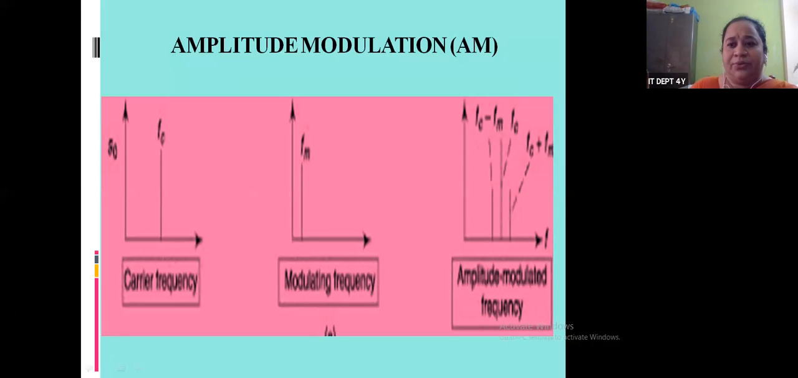So what you are going to see here is the carrier frequency has a certain frequency and amplitude, and the modulating frequency has lesser amplitude. Even though it has lesser amplitude, how will the amplitude levels of the modulating frequency be impressed onto the amplitude modulated signal? A maximum amplitude will be taken, and fc plus fm and fc minus fm.